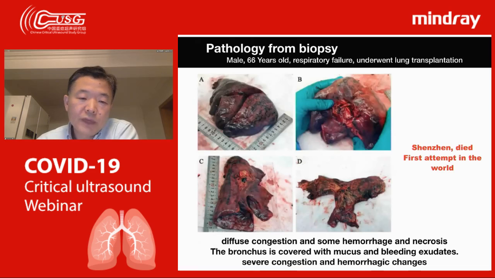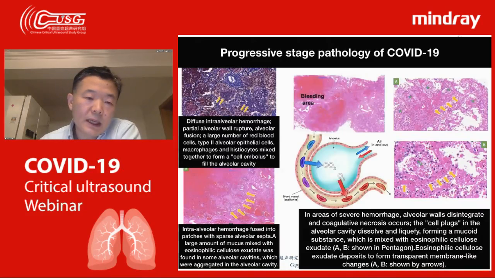And if we go deeper, we see the lung can be separated into different parts. Some parts are bleeding areas, and the others are non-bleeding areas. And we see diffuse intra-alveolar hemorrhage, partial alveolar wall rupture, alveolar fusion, a large number of red cells, and type 2 alveolar epithelial cells, and macrophages and histiocytes mixed together and forming cell masses filling the alveolar cavity.